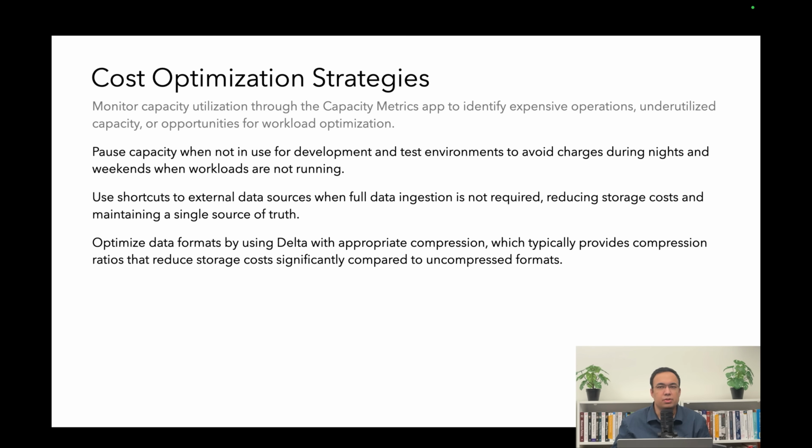Optimize data formats by using Delta with appropriate compression. Delta Lake supports several compression codecs like Snappy and Z. Good compression can reduce the storage cost pretty significantly. Typical compression ratios might be 3 to 1 or 5 to 1 compared to uncompressed formats, which directly translates to storage cost savings.